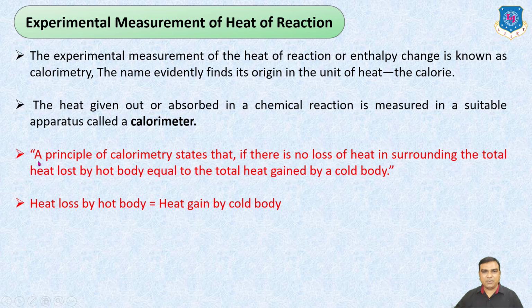What is the principle of calorimeter? The principle of calorimetry states that if there is no loss of heat to the surroundings, the total heat lost by a hot body is equal to the total heat gained by a cold body. Means heat lost by hot body is equal to heat gained by cold body. But for this we have to keep the system isolated, so the heat cannot transfer to the surroundings.